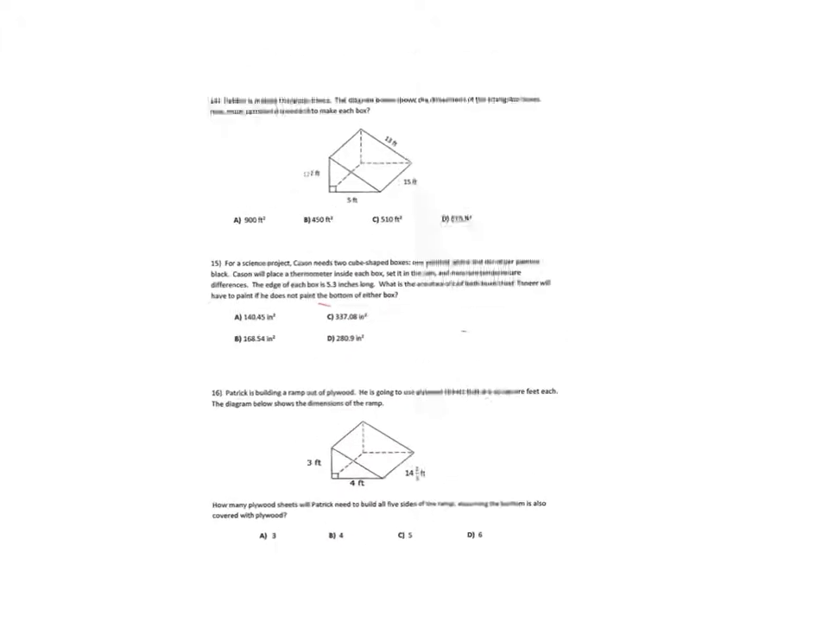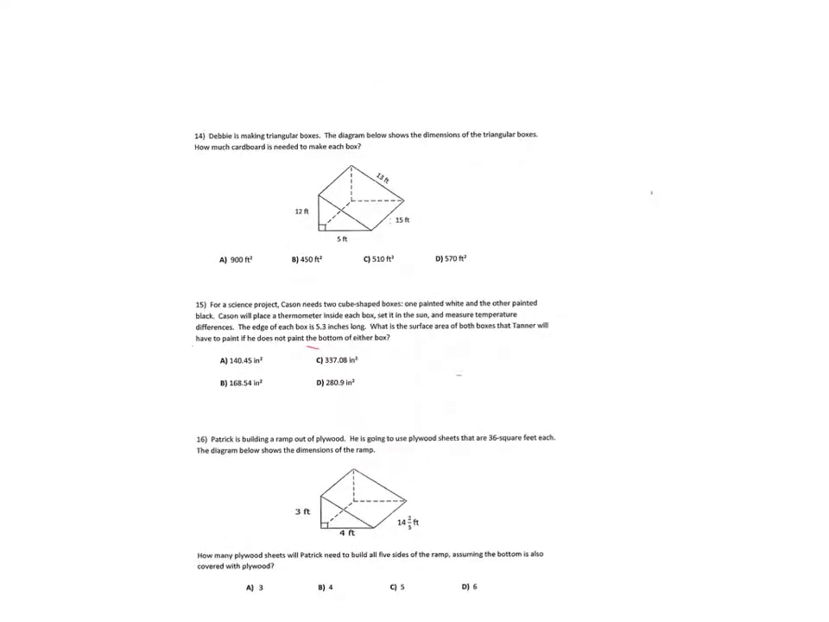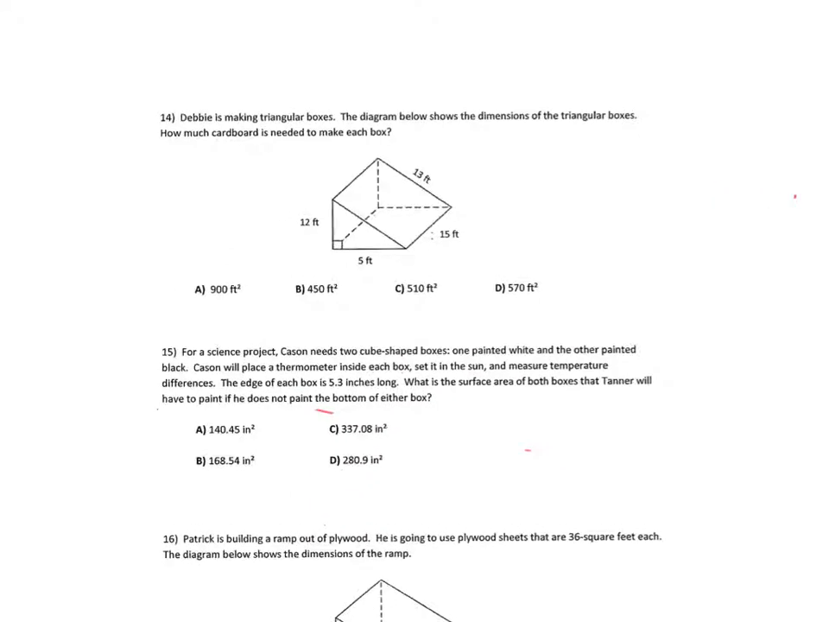Number 14, Debbie is making triangular boxes. The diagram below shows the dimensions of the triangular boxes. How much cardboard is needed to make each box? So if she's going to make each box, she needs cardboard for each side, right? So that's going to be total surface area. So we want to figure out the total surface area, and we want to use that formula.